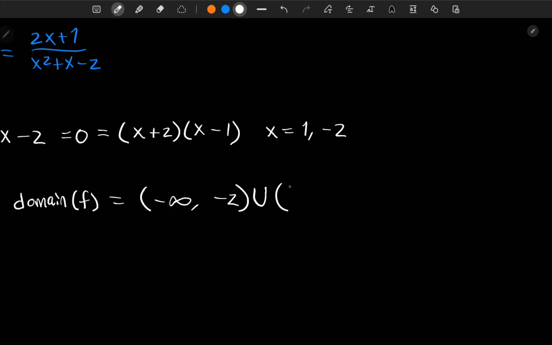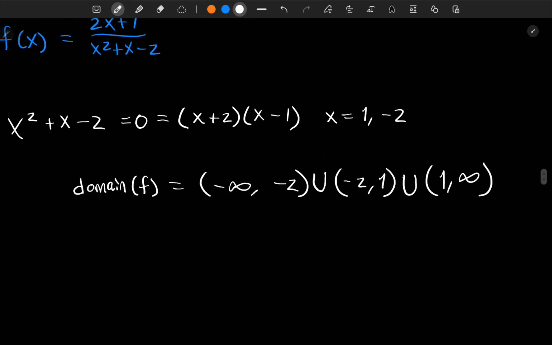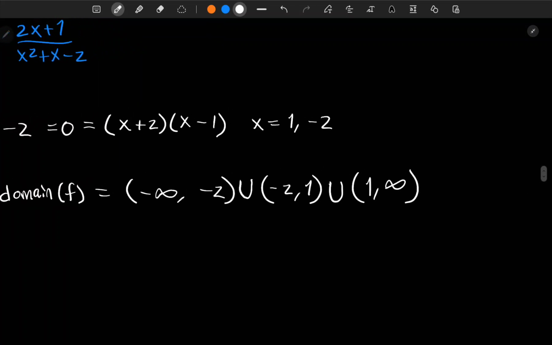We go from, well, we can contain all of the space from negative 2 to 1, so long as we don't contain negative 2 and 1 themselves. So we then take yet another union with the interval from 1 to infinity. So we notice that the domain of f here is all real numbers without negative 2 and 1.